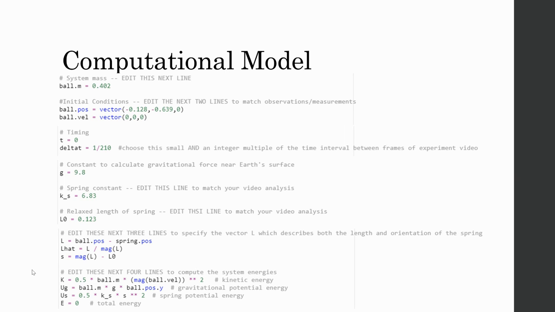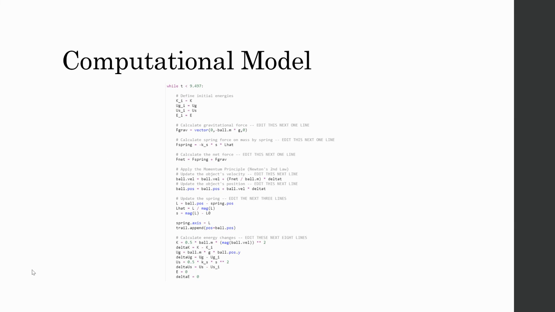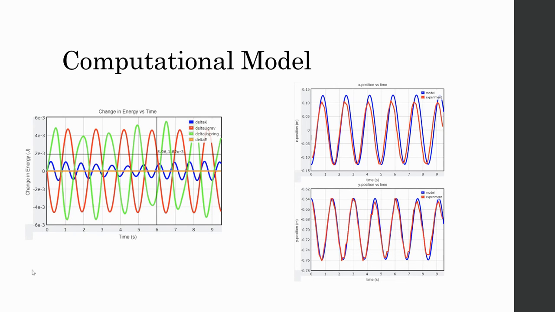For the computational model code, we use the initial conditions given by the Tracker analysis and insert them into the code. The values of Ks and L0 are given by the preview video, and the formulas of K, Ug, Us, and E are derived from the formulas mentioned earlier. Here is some more code for our computational model.